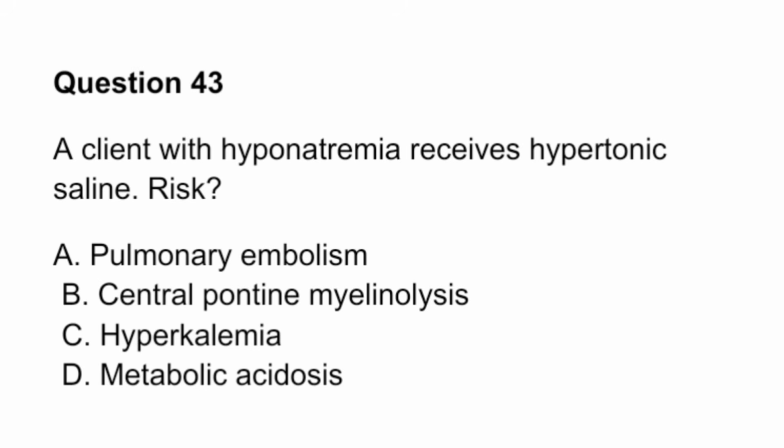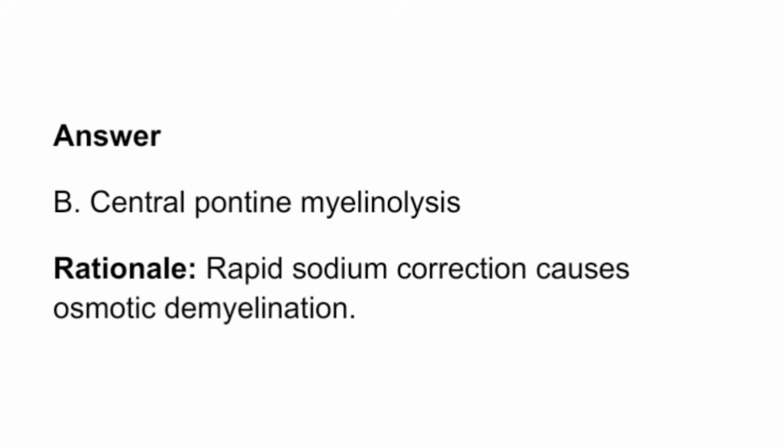Question 43. A client with hyponatremia receives hypertonic saline. Risk: A. Pulmonary embolism. B. Central pontine myelinolysis. C. Hyperkalemia. D. Metabolic acidosis. Answer: B. Central pontine myelinolysis. Rationale: rapid sodium correction causes osmotic demyelination.